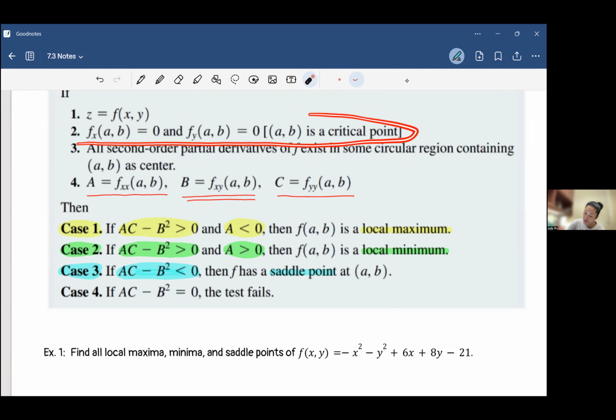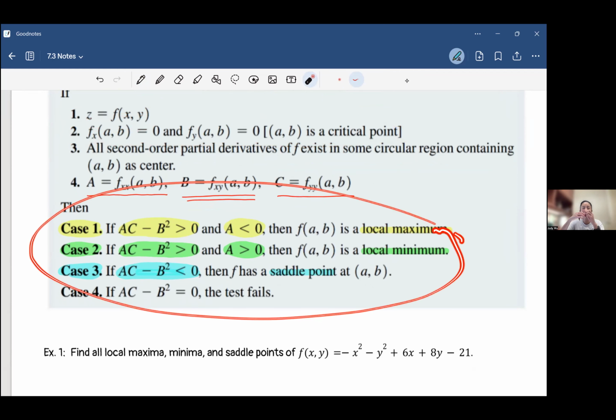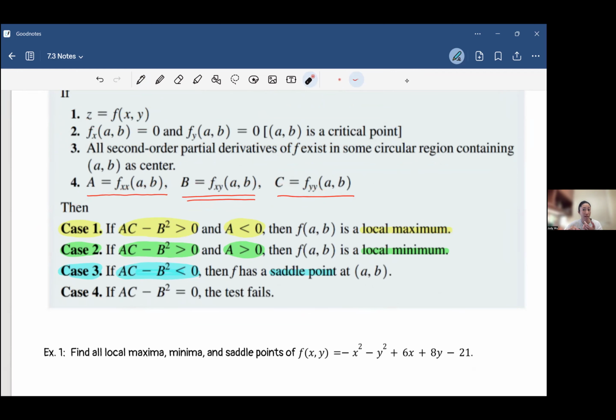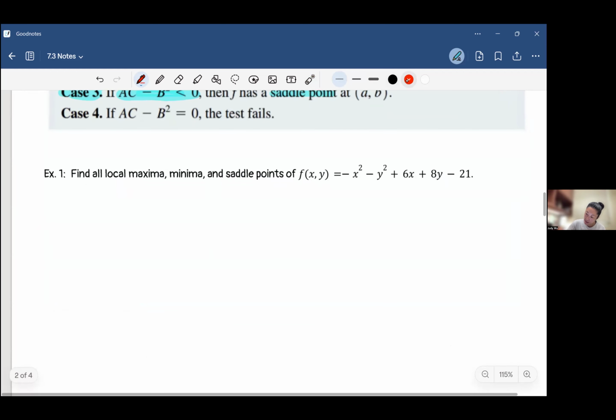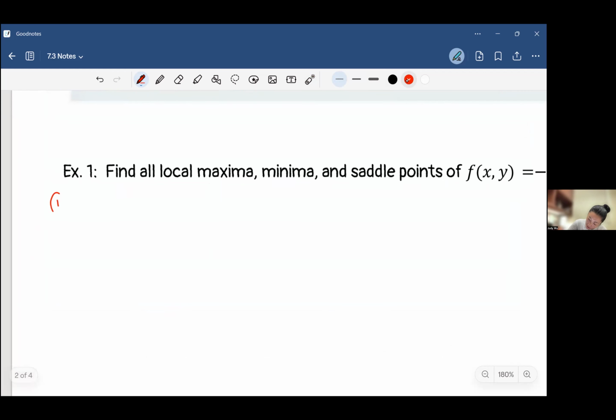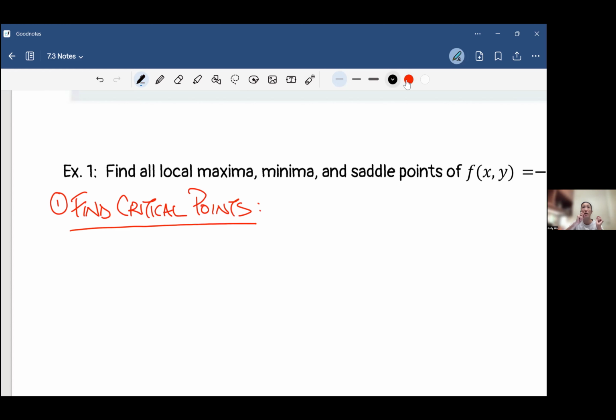Let's first find out where our critical points are. So we're going to find where all the critical points are, and then we're going to use case 1, case 2, case 3 to sort the points into whether they're a maximum, a minimum, or a saddle point. All right, so let's get started. Step 1, we are going to find our critical points. And when we say that, we're really thinking we want to see where fx and fy both equal 0.